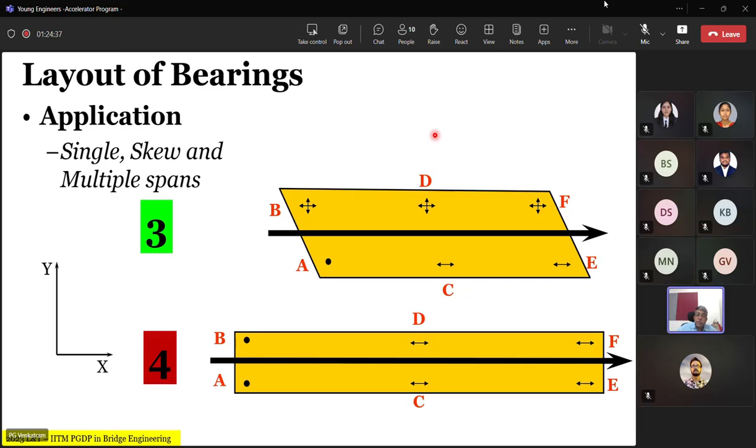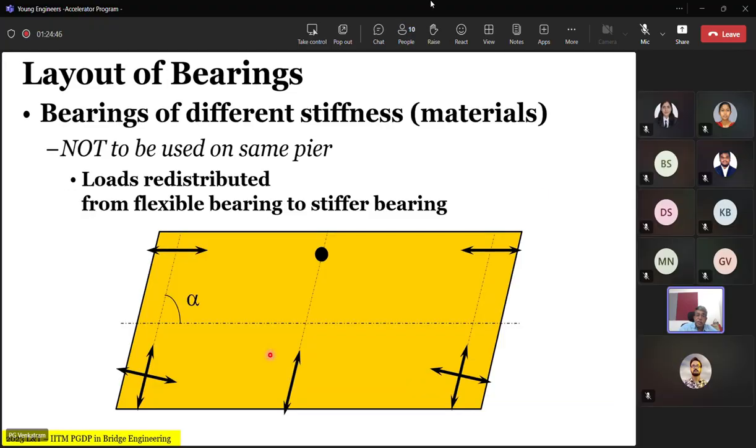Then you have the next situation: you have a tangent bearing arrangement for a skew, and you have a polar radiating arrangement for the right two-span continuous bridge. One important thing about all these bearings: different stiffness and materials should never be used on the same pier. That means if you are using this pier, the material of this bearing and this bearing must be the same. It should not be one elastomeric, one metallic, or things like that. When they say stiffness, it doesn't mean that you should always have fixed bearings for both. What it means is one metallic and one flexible is not permitted at all, not good, because it's a continuous structure, and even in the transverse direction you will end up having a redistribution of loads.